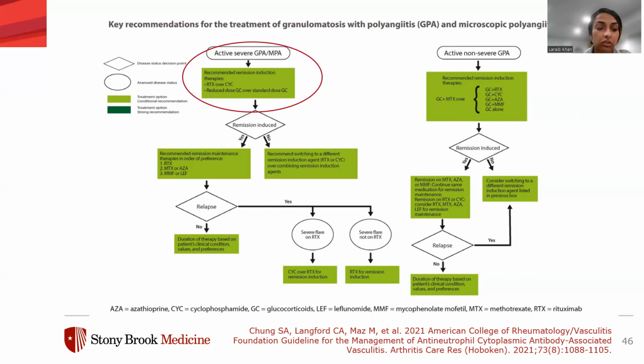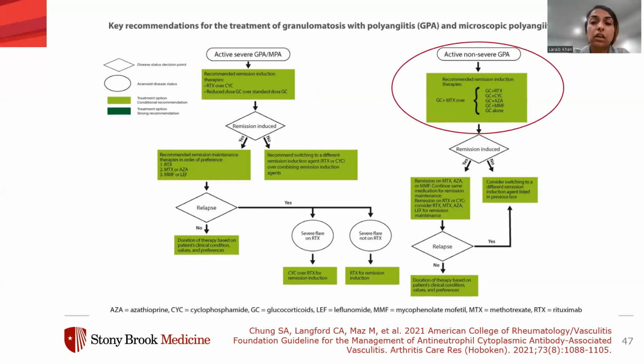So rituximab with glucocorticoids or cyclophosphamide with glucocorticoids, they're both very good options for remission induction for active severe disease. And they're both options because of the RAVE trial. If you just go down this flow chart, you can see that rituximab is really commonly used in remission and relapse. So it's very common on this whole flow chart, and that's because the RAVE trial showed that rituximab was superior in patients that had relapsing disease.